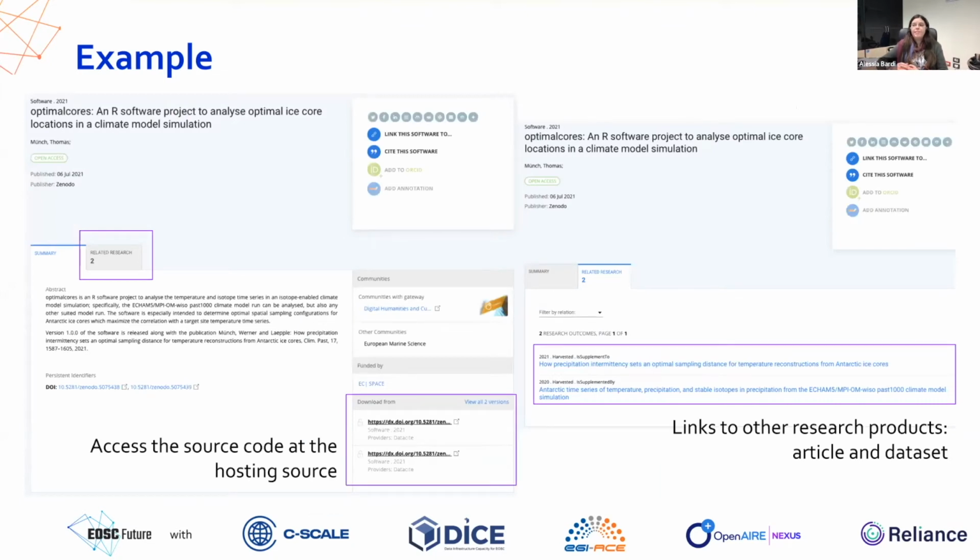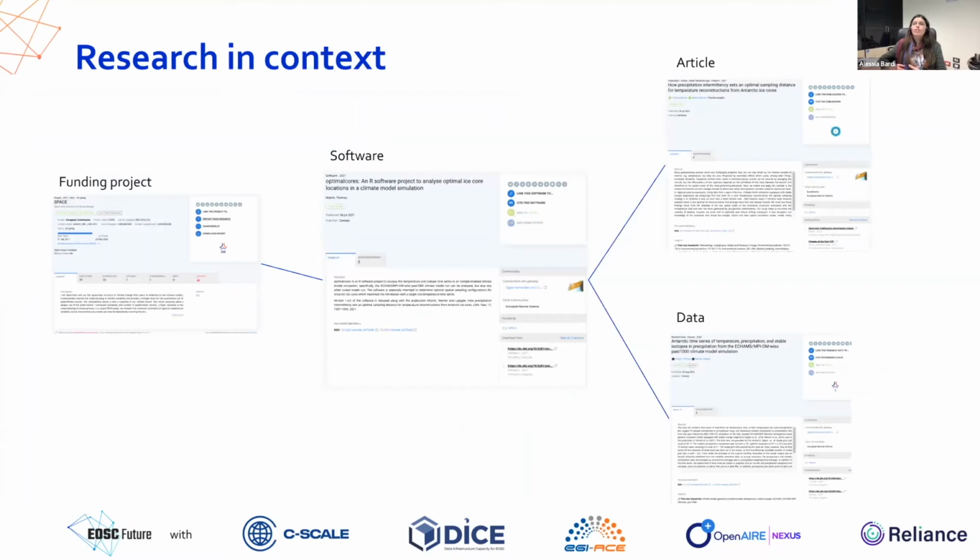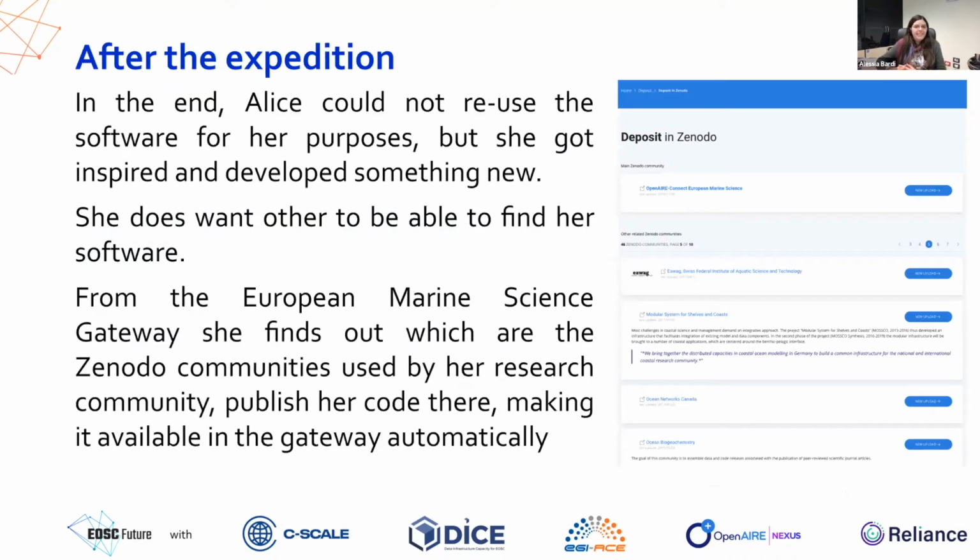but not only. So she can access the source code, of course, here on the bottom right, but she also has a tab where she can see the related research. And this related research tells her that the software is a supplement to a publication, and there is also a data set connected to it. So what she gets, in fact, is not only the software, but it's a research in its full context, because it has the software and its funding project, it has the link to the article and to the datasets. And with few clicks, she can get and access all of them.